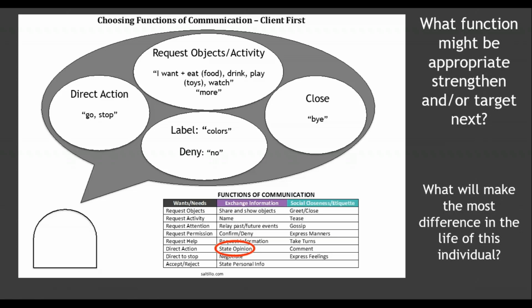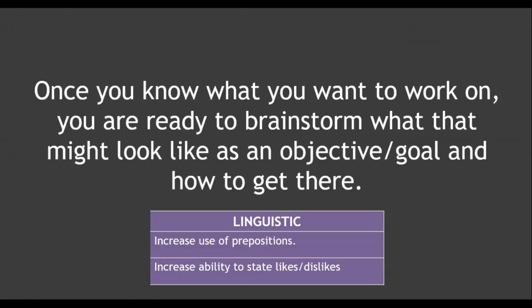So because his team expressed concern with how he currently shuts down when he doesn't like something, we decided to work on stating his opinion, starting at an introductory level of like and don't like, so he can start to do more with his language and self-advocate in that way. We already know that he has things he has strong preferences for and against, like loud noises, so we can use this information when we're creating his goal. So once you know what you want to work on, you're ready to brainstorm what that might look like as an objective or a goal and how we can get there.